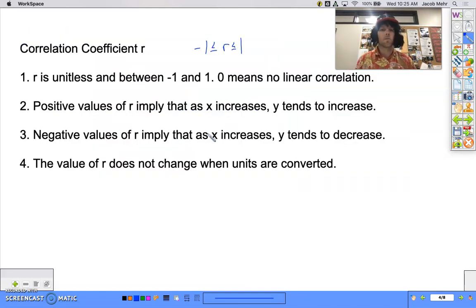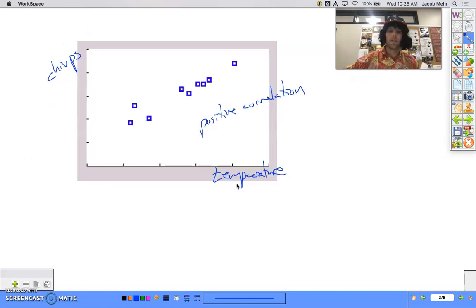Negative values means that as X increases, Y decreases. Even if it's not in a perfect line, okay, as long as it's negative. So like if R equals negative 0.6, it's going to tend to trend down. The value of R does not change when units are converted. That's another interesting thing with this, is that the R value doesn't change when we change the unit. So for example, if this was in degrees Fahrenheit and I converted it to degrees Celsius, the graph might look a little bit different because the points are going to be in slightly different places, but the R value does not change.